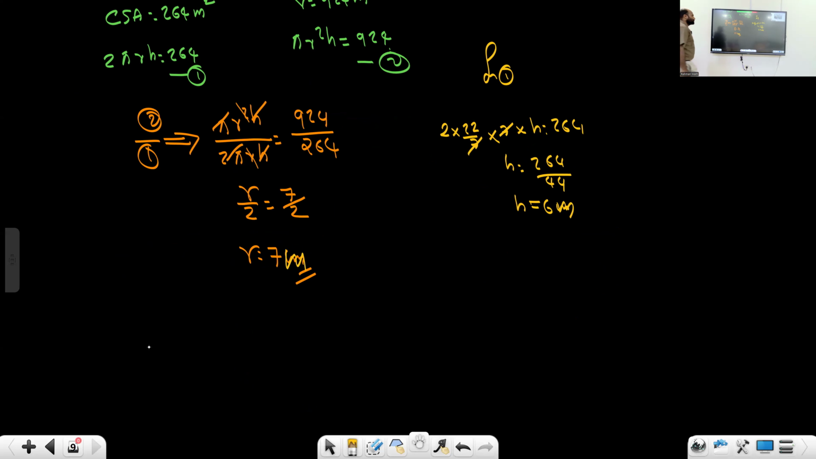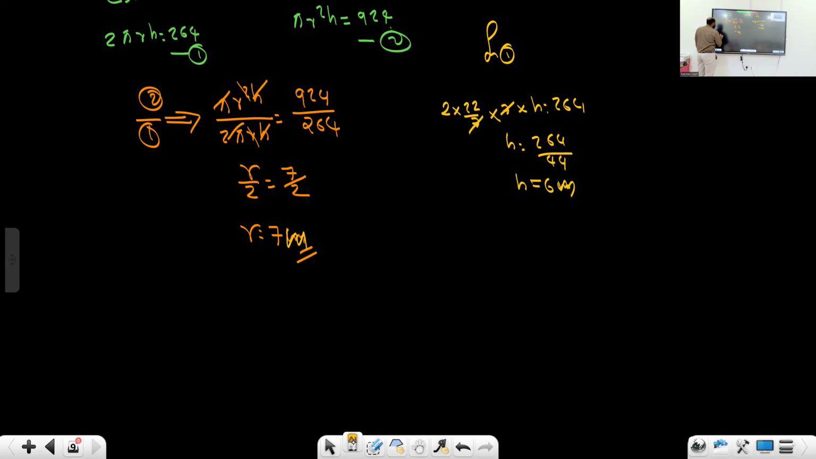Height is to diameter. Therefore, H is to D equal to, what is height? 6. What is diameter? 14. Implies how much? 3 is to 7. Diameter means double of the radius. H is to diameter is asked, so 3 is to 7. 6 is to 14. 3 is to 7 is the required ratio.